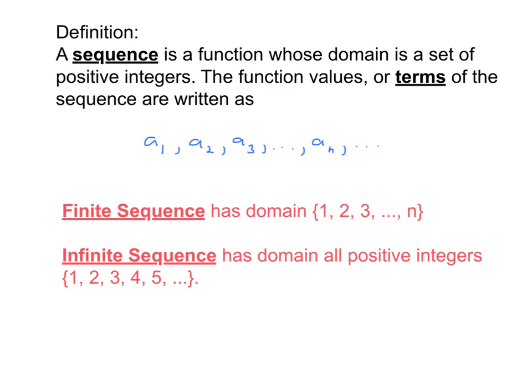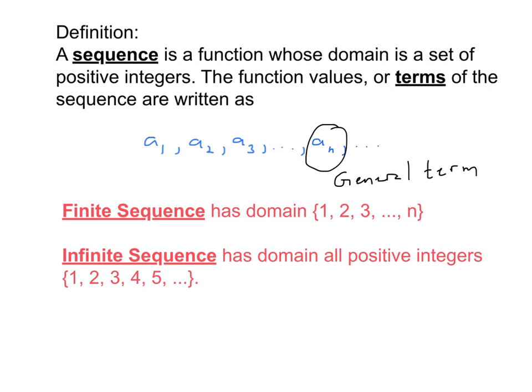Now, a couple of things you also need to keep in mind here. A sub n, that term, is often called the general term. And it will be written in terms of n, because that's what you're plugging values into in that general term to create that sequence.